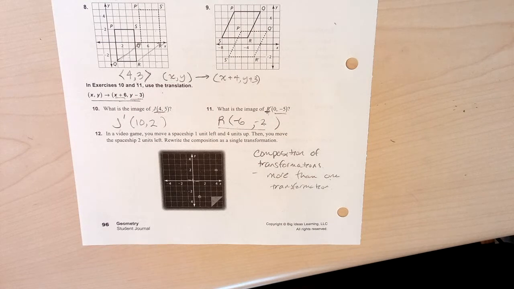Okay, once we actually do get into other transformations, you could translate a point and then reflect it, or vice versa. You could reflect a point and then translate it. That would be a composition of transformations, or any other combination of all the different transformations. 2 rotations, or a rotation and a reflection, and so on. I'm not going to go over every single combination, but that's a composition of transformations.